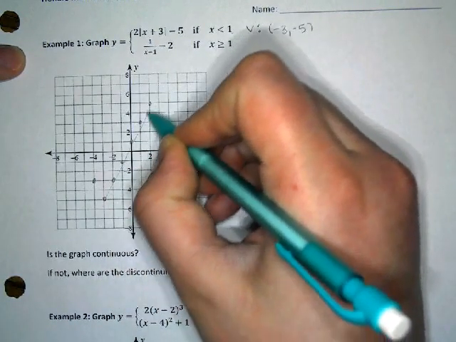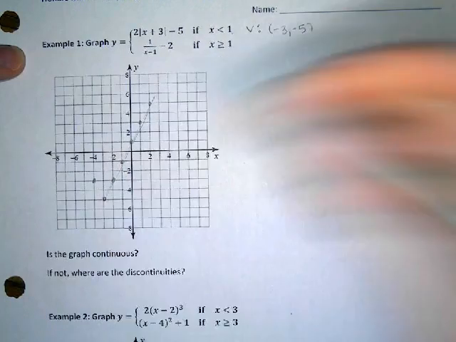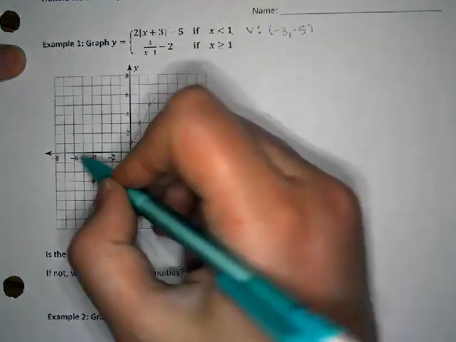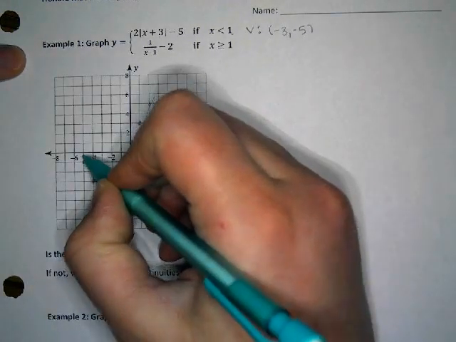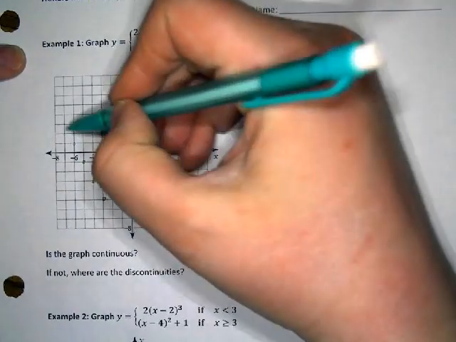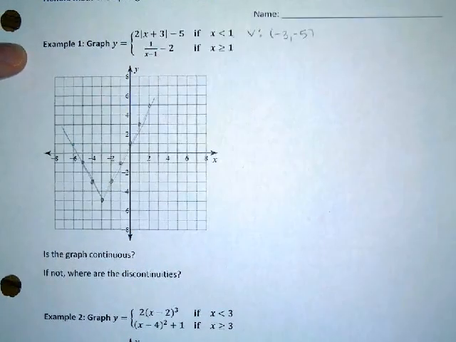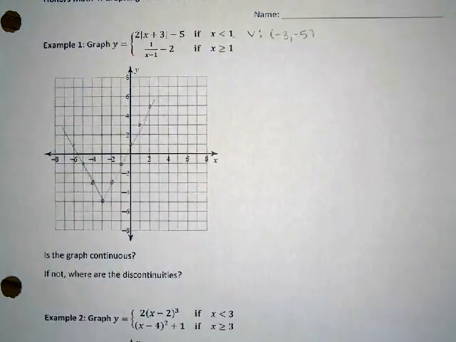I'm going to just draw it in lightly for right now, not very dark. I can go the other way. -5, -1. -6, +1. So here's my V-shaped graph. So far, I haven't done anything crazy. Okay. We good so far?